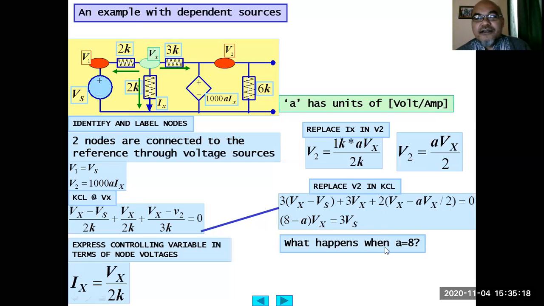So when a equals 8, what happens? Well, actually Vs should be there. So when a equals 8, it means that the Vs will be 0. So the value is an imbalance between the value here Vx and this Vs.